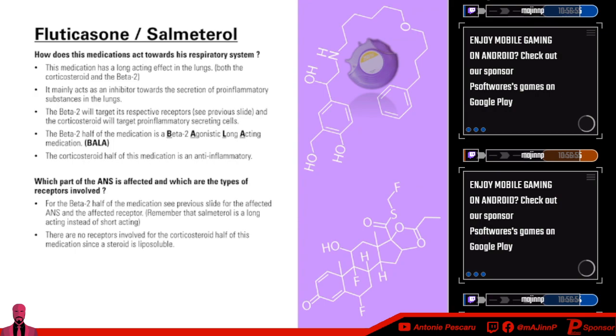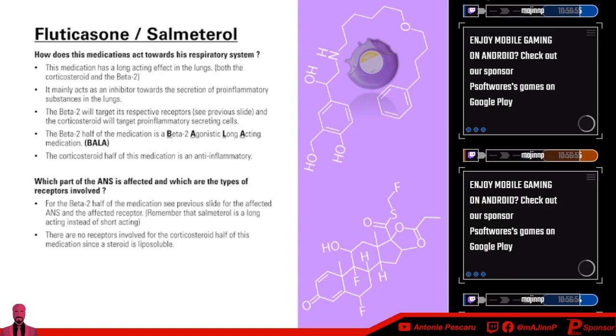But anyways, going back to the question, for the beta 2 half of this medication, please see the previous slide. I'm not going to go back into it and show you the graph of what it innervates. Again, just think of the salmeterol part of this medication as a long-acting, whereas our salbutamol was a short-acting. So just discern it that way.